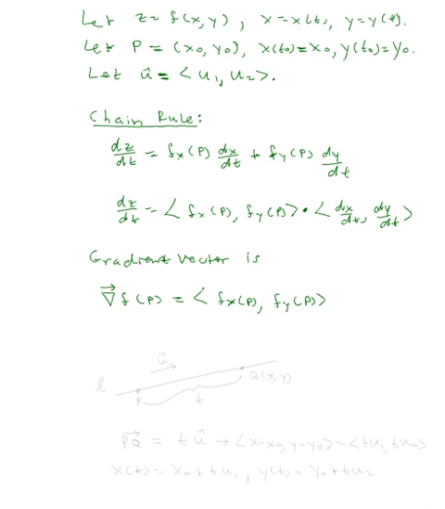Now suppose that L is a line through P parallel to the unit vector u, and t is the directed distance from P to some other point on the line L, call it Q. Say Q has coordinates x and y. And t is the directed distance along this line from P to Q.